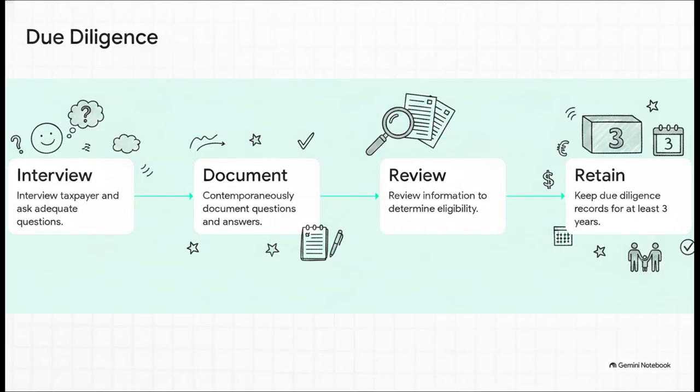Now, one of the most heavily scrutinized areas under Circular 230 is due diligence. When it comes to fraud-prone benefits like the Earned Income Credit, the Child Tax Credit, or claiming head of household, the IRS does not play around. You have to follow this exact 4-step process on Form 8867. You interview the taxpayer, you contemporaneously document their answers right then and there, you rigorously review the info to make sure nothing is inconsistent, and then, crucially, you have to retain those records for at least 3 years.